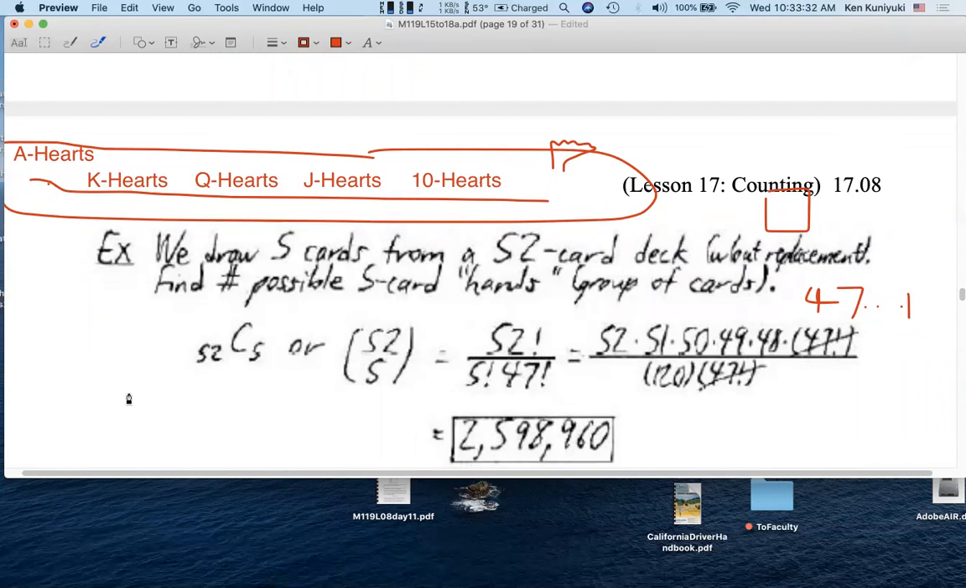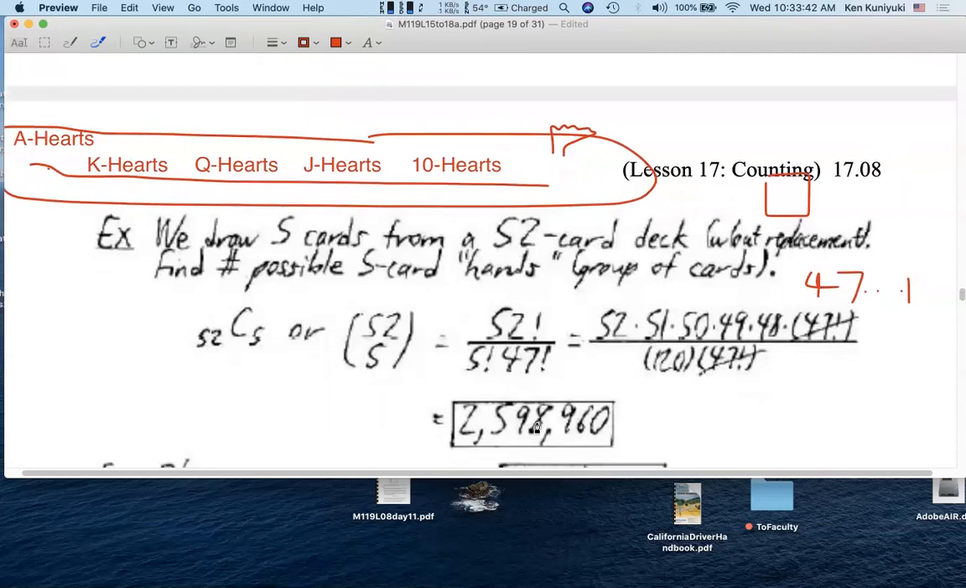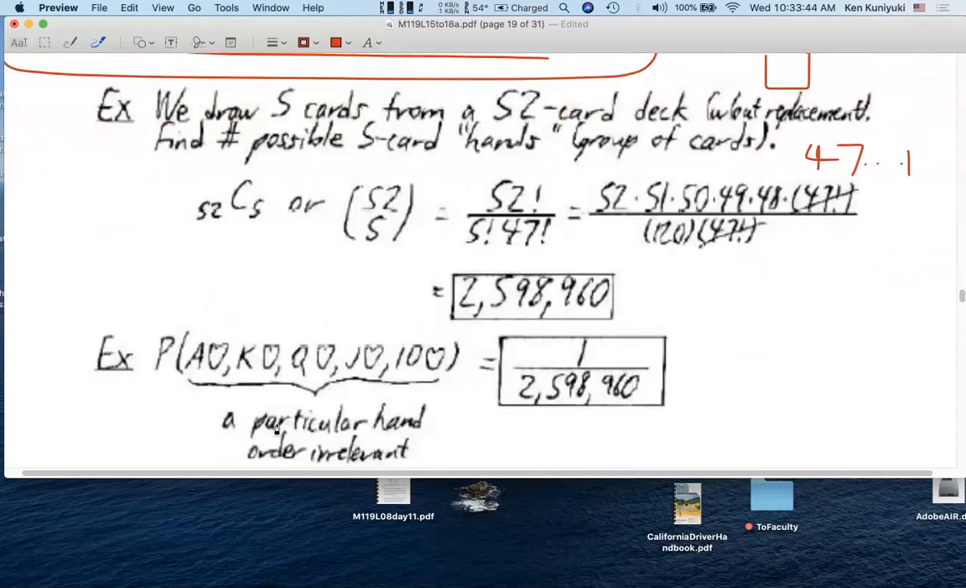So, by chance, what is the probability that you get this Hearts Royal Flush by chance? It's going to be 1 over this. In fact, the probability of getting any particular hand of 5 different cards among the 52 cards, where the order is irrelevant, it's going to be 1 over about 2.6 million.